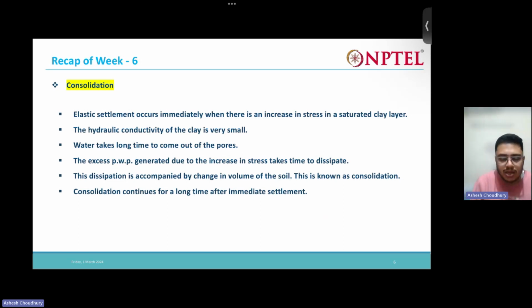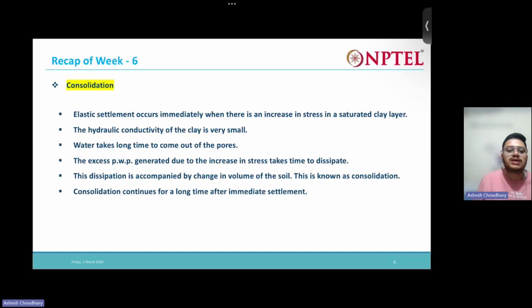If you pour water into clay, what will happen? In order for the clay to drain out all the water through it, it will take a very large amount of time, isn't it? Why is it going to take a very large amount of time? Because the coefficient of permeability, or the hydraulic conductivity, of the clay is very low. So that is the reason. Okay, so that is what is written here.